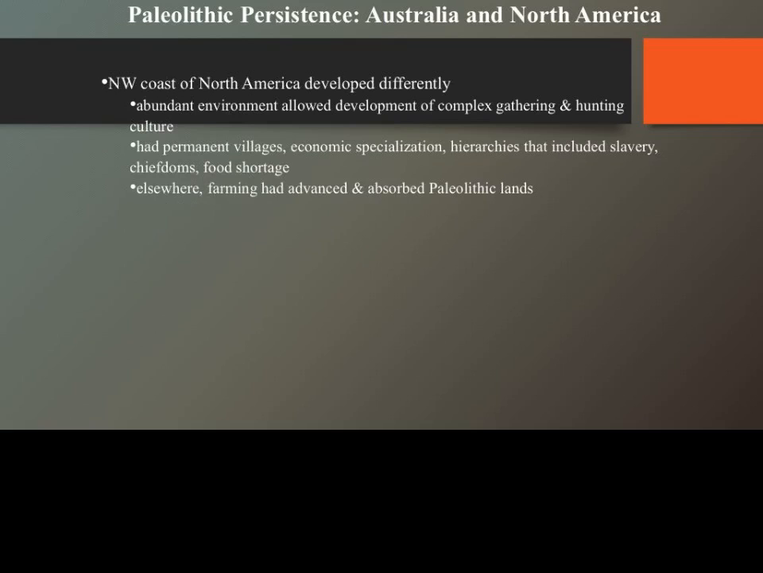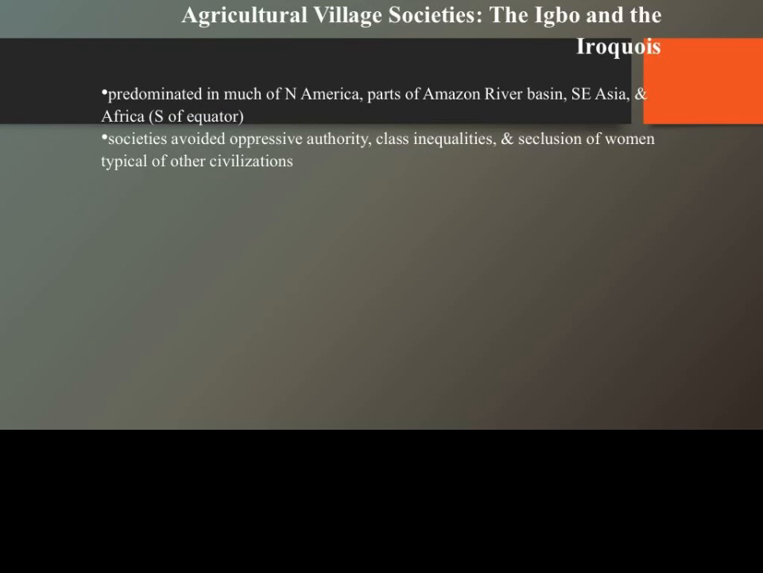Now, the northwest coast of North America developed very differently. The abundant environment allowed a development of a complex gathering and hunting culture. They actually had permanent settlements, economic specialization, hierarchies that sometimes included slavery, chiefdoms, and food storages. But elsewhere, farming had advanced and absorbed those Paleolithic lands.